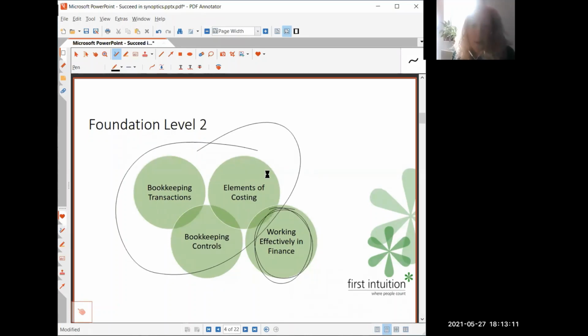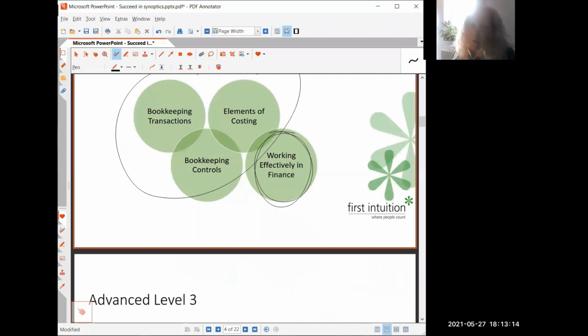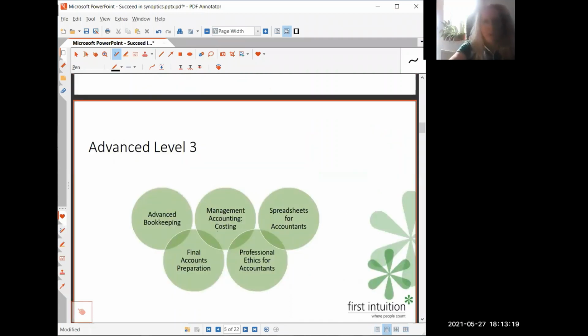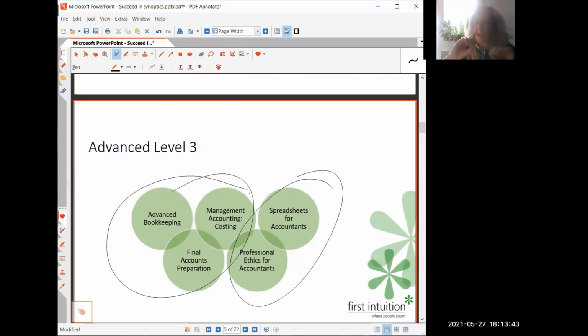So similarly, when we get to level 3, we've got our advanced level, our advanced Synoptic. We've got advanced bookkeeping, final accounts preparation, management accounting, costing, which all have their own individual unit assessments. So elements of those will be drawn into the Synoptic assessment. And currently, under the AVSY assessment, professional ethics and spreadsheets for accountants have no separate unit assessment. They're both only tested in the Synoptic.